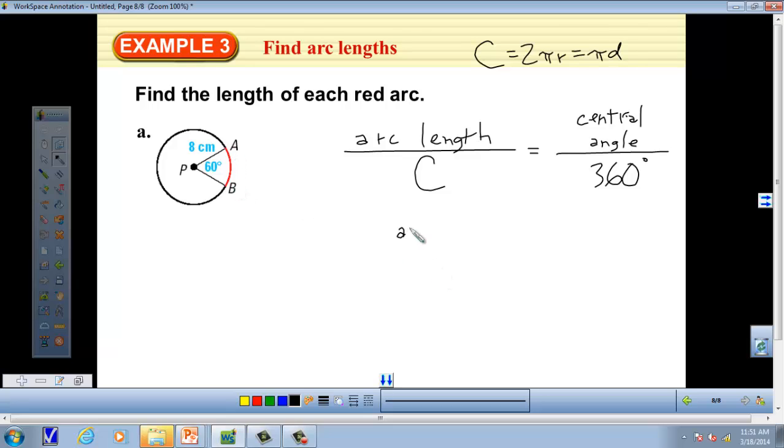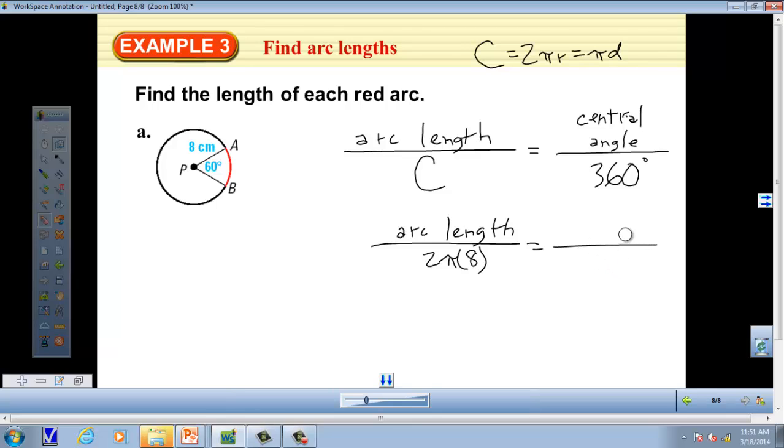So if we're finding arc length, we're going to divide that by, in this case, 2 pi r. So it's going to be 2 times pi times 8. And that's going to equal the central angle, which is 60, and we're going to divide that by 360. Now, what I usually do is I simplify this. These both divide. 60 goes into 360 6 times. So on this side we would get 1/6.